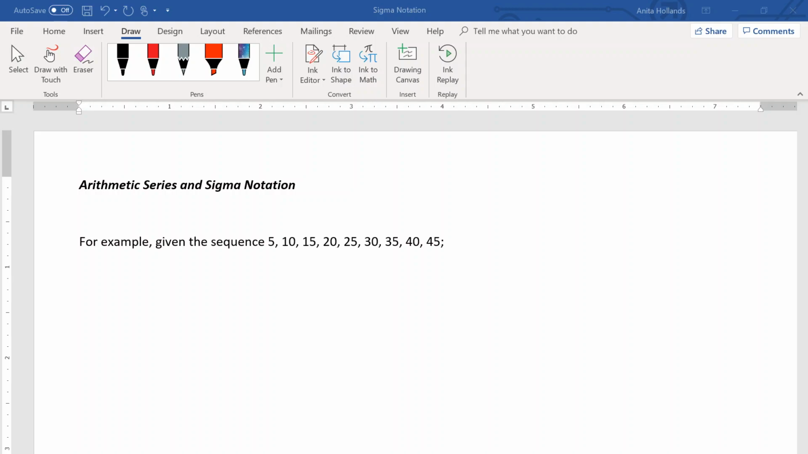Today we're looking at arithmetic series and sigma notation. Now, given any arithmetic sequence, it is sometimes useful to sum all the terms in the sequence, and that summation is called an arithmetic series.